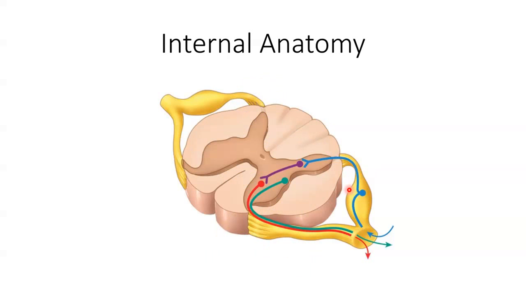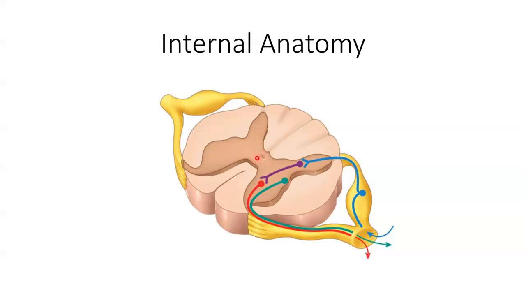Taking a look at the internal anatomy of the spinal cord, and here we have a transverse section. We have an inner region of grey matter, kind of looks a little bit like a butterfly or like the letter H. We then have an outer layer of white matter. In the centre of our grey matter, we have this little hole here, which is our central canal. It extends the entire length of the spinal cord and is filled with our cerebrospinal fluid.